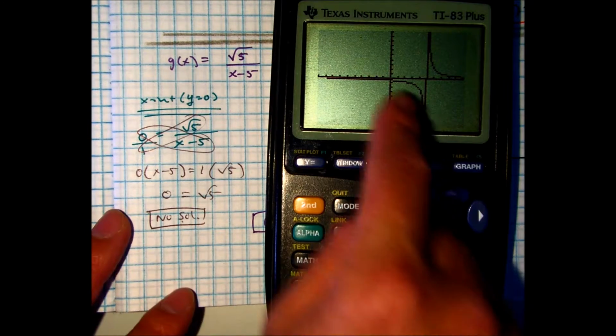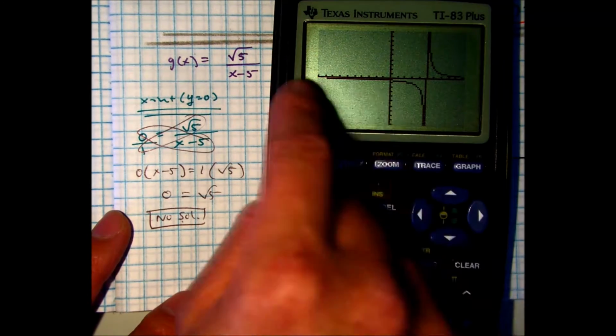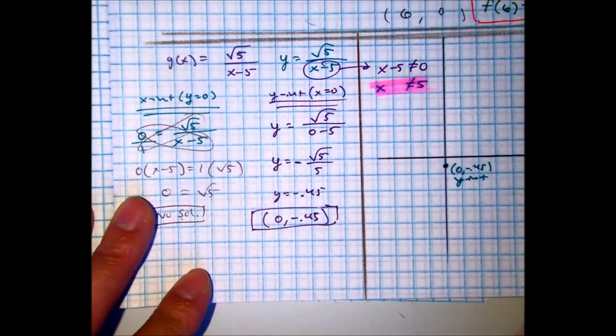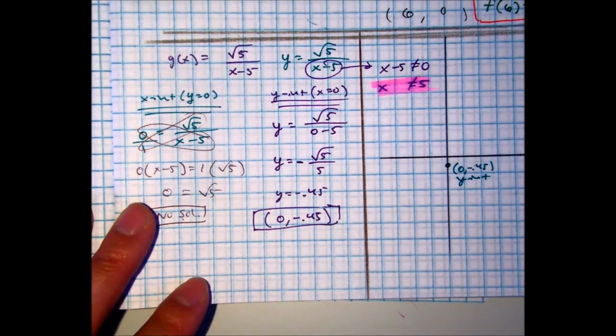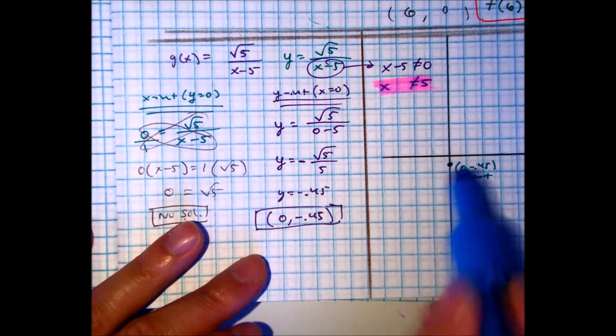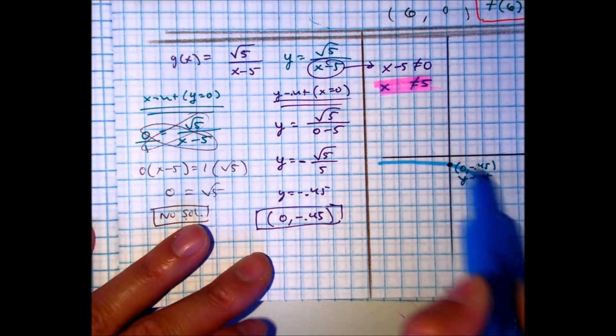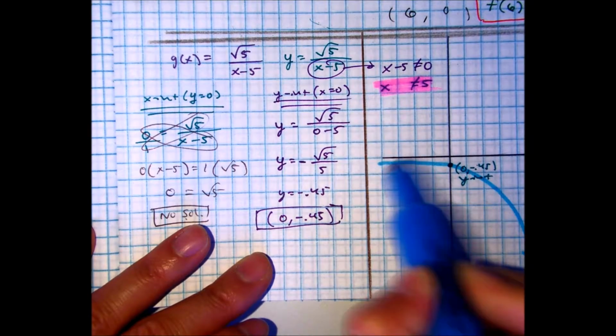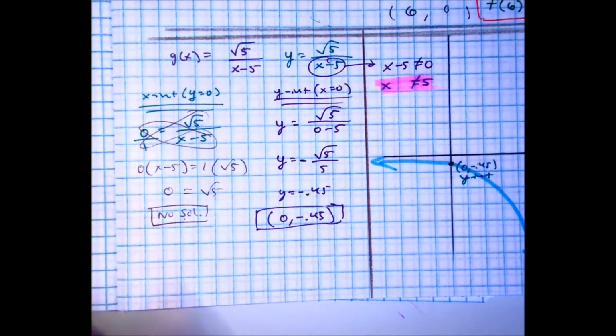It looks like it's approaching the x-axis, but never touches it. So let's go ahead and sketch that graph. I'm going to go through that point. And we already knew that because we didn't have any x-intercepts.